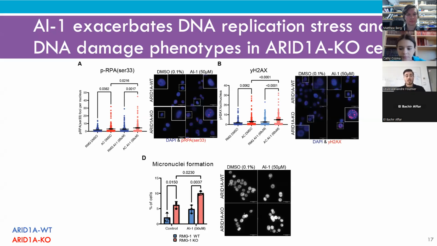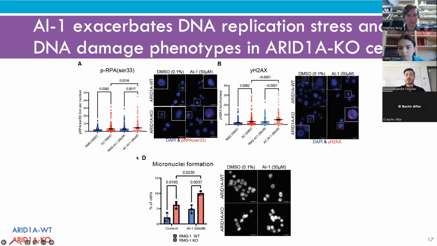I first looked at genome instability markers in ARID1A wild type and knockout cells in the presence or absence of this KEAP1 inhibitor AI1. What I found is that overall, the ARID1A-deficient cells do have more replication stress, measured by phospho-RPA serine 33 foci formation, more DNA damage compared to the wild type, measured by gamma H2AX formation, and more micronuclei under normal conditions. And this is all in agreement with previous data that we had generated and published in the lab.